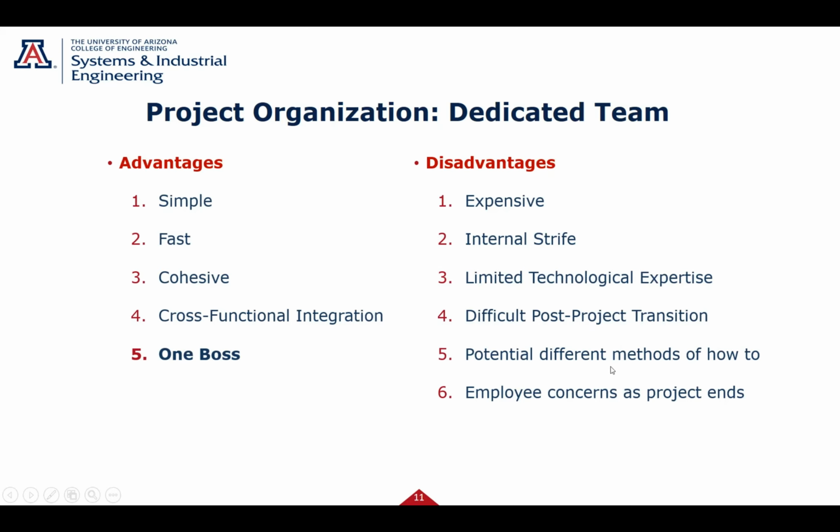Potential different methods of how to. I should have probably put how to in quotes. What do I mean by this? Alpha projects get somebody designing electronics. Beta projects get somebody designing electronics. They could be designing totally different. What's making them design the same, the how-to? Nobody, because they're separate teams. Like I say, you can almost think of them as separate companies. So you're losing some of the benefits of maybe doing things common across projects.